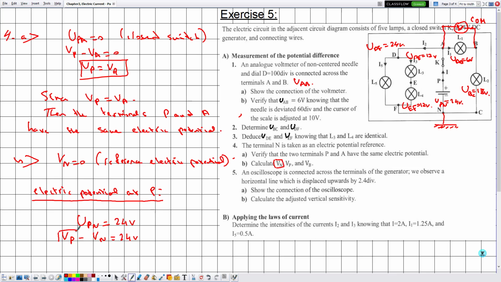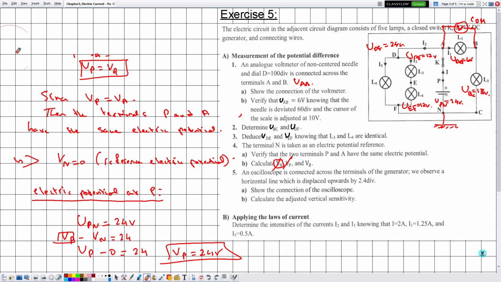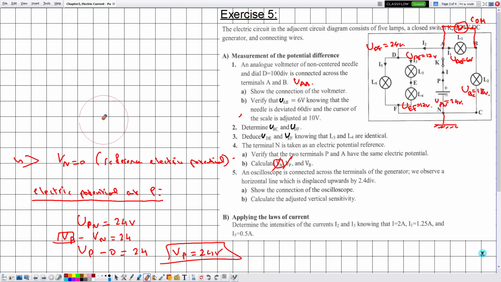Knowing that we are interested in determining VP, so VP minus 0 is equal to 24, then VP is equal to 24 volts. This is a linear equation and everything is expressed in the SI, which is volts. So we are done with VP and VN. Now as for VB, at B.